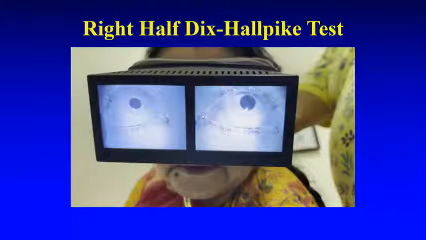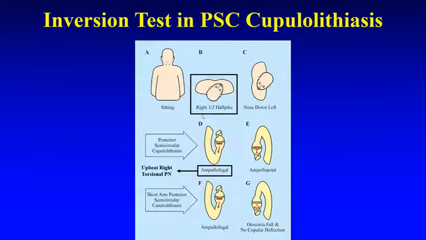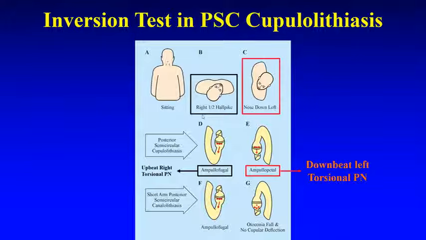How does this happen? In the right half Dix-Hallpike position, there is an excitatory ampullofugal deflection of the right posterior cupula, resulting in the upbeating right torsional positional nystagmus. As the patient is positioned left lateral recumbent with nose down, there is an ampullopetal inhibitory deflection of the right posterior cupula, resulting in downbeat and left torsional positional nystagmus.